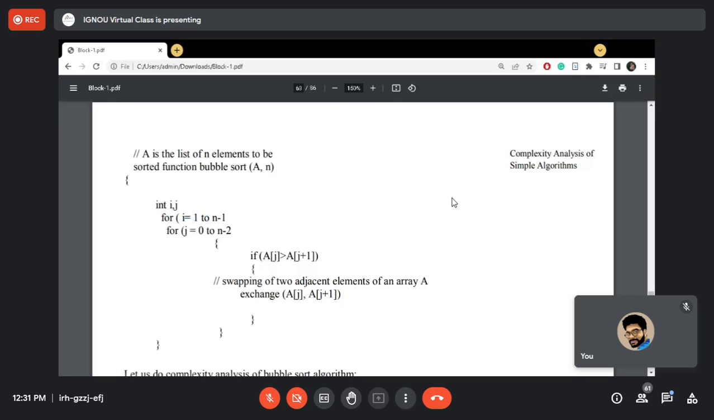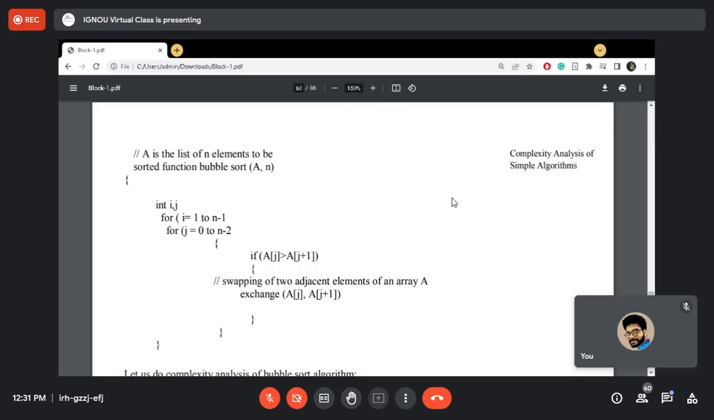So that's why the loop runs from 1 to n minus 1. If you have 8 elements, you will get n minus 1, that means 7 passes. For the first pass, I is equal to 1. The outer loop is for the passes and the inner loop is for the array indexes.